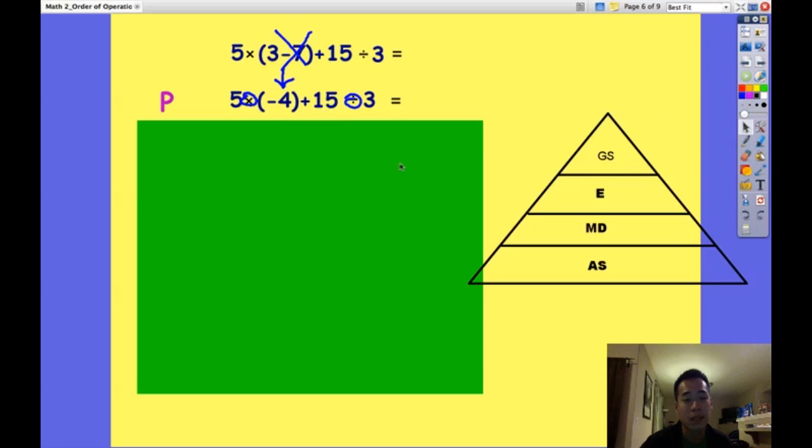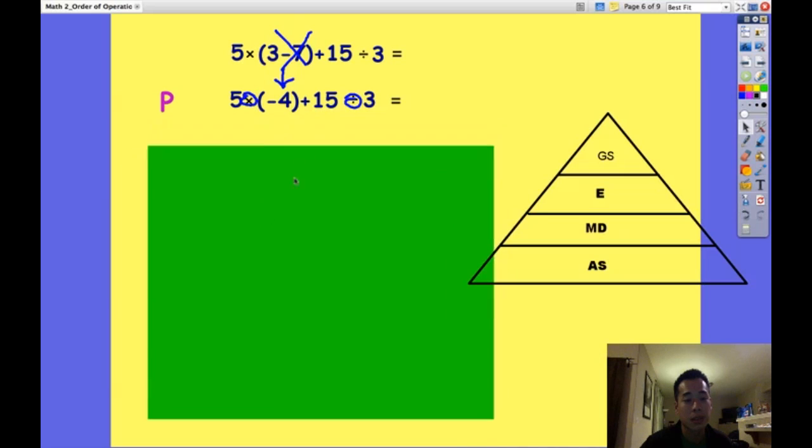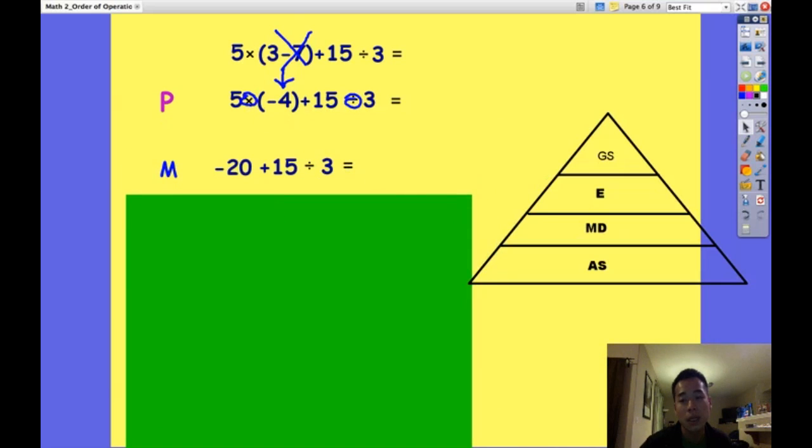So next step is to multiply positive 5 right here, positive 5 with negative 4, drop that, that's going to give me negative 20, and then this is gone. This becomes negative 20, and then I'm going to drop everything that I can drop down. So my next one, if you look at it right now, I have negative 20 plus 15 divided by 3. So I'm going back to my triangle. I've already finished the multiplication part, so what's left in this expression is the division. So that's what I need to do next.